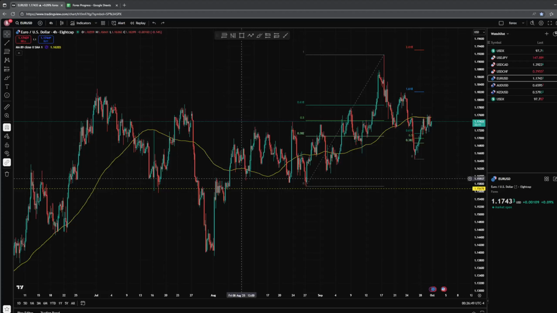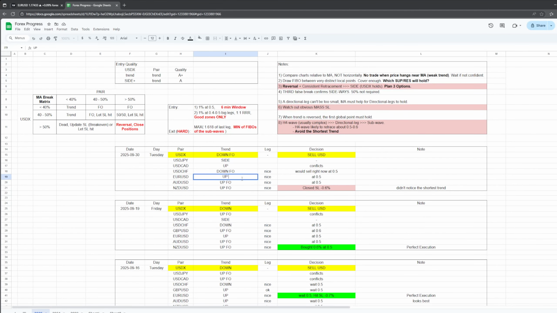Euro USD trend is up, market is currently doing a fake out, and I bought, risking 0.6% of my account, which is a perfect execution of my trading system. So let's write it down.